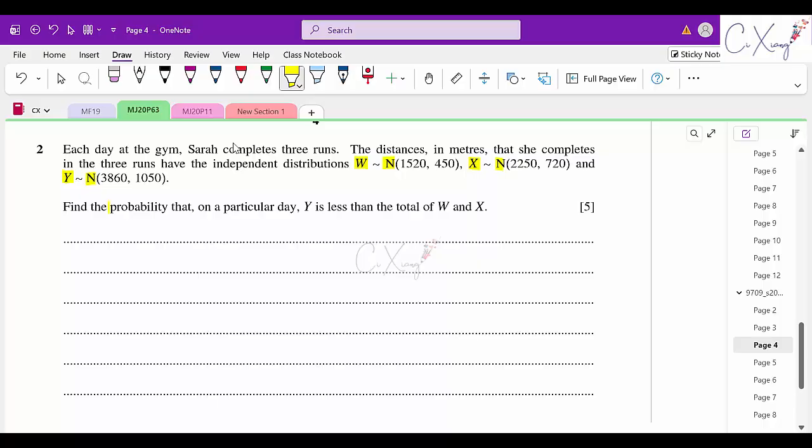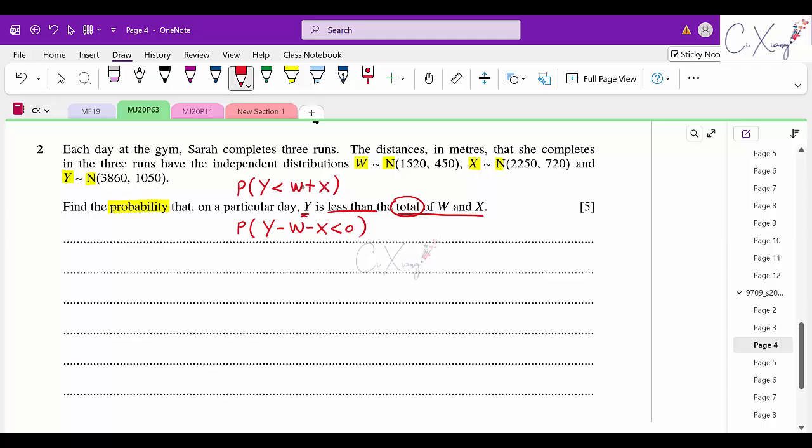Find the probability that on a particular day, variable Y is less than the total of W and X. So highlight the keyword total. Total means that you have W plus X. We are trying to convert the sentence into symbol form, and this is what we want to find out in our question. But for this probability, you can see that we have variables on both sides of the inequality. So to continue with the calculation, you need to move all the variables to one side. So this is what I will make it like this.